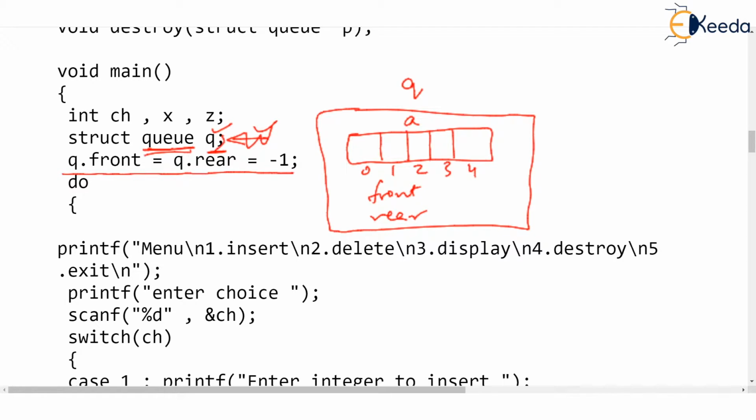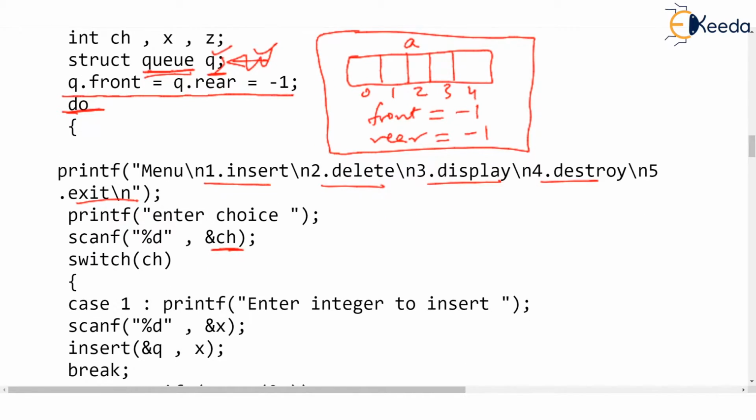Also, you know the significance of this line. We should initialize front and rear to -1. Why? Because the queue is certainly empty right now. So queue is empty if front is -1. And then we have written a menu driven program using do while loop and switch case, where the options are first for insert, second delete, 3 display, 4 destroy, and 5 exit. And user enters the choice. Let's say user enters choice as 1.